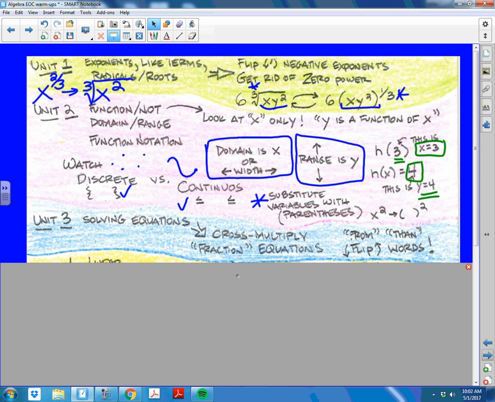Oh, remember when you're doing equations from words, that from or than are your flip words. Also remember, is your equal word. If you see in a word problem the word is, that's equals. Is equals.